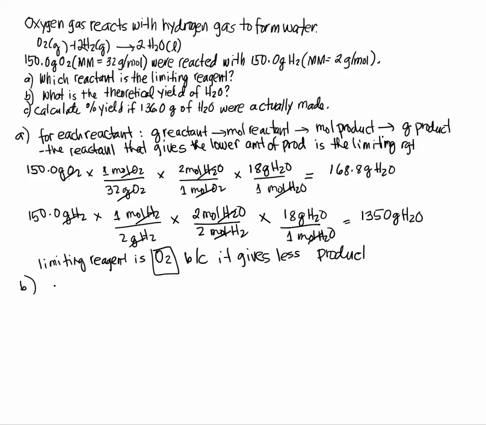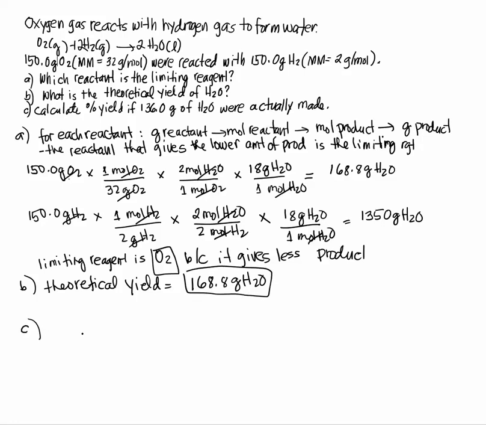Part B, what is the theoretical yield? The theoretical yield is the yield of the limiting reagent. Theoretical yield is the yield of the oxygen, that will be 168.8 grams of H2O, the lower of the two values.